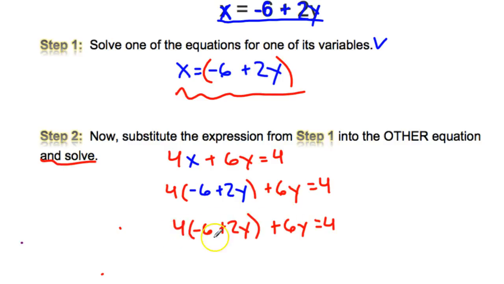You'll notice now I don't have any more x's. There's no x's in here, and that's the goal. So that means I can get a number that equals y. So if I do 4 times 6, that's 24, and it was -6, so it's -24.